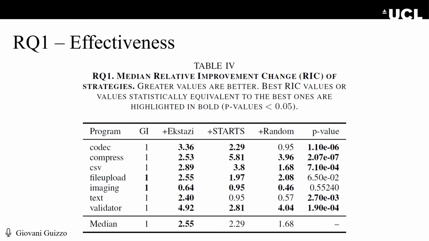Moreover, we also found out that the relative change in improvement, in other words, the quality of the solutions, improved with RTS by up to 5.81 times. On average, GI with RTS provided from 2.2 to 2.5 times better improvement, with large effect sizes in 86% of the cases.